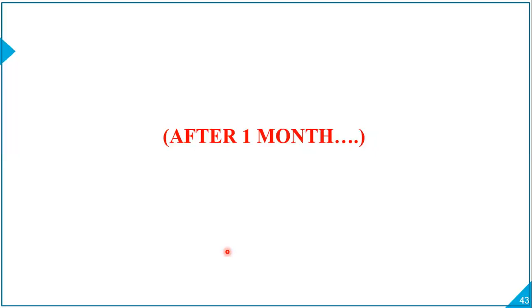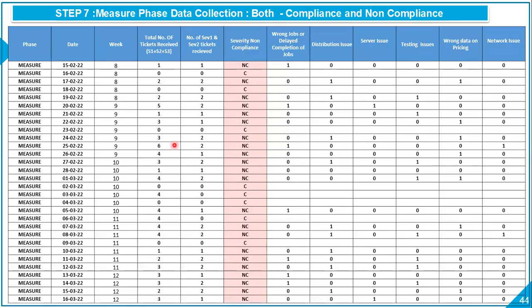Next slide. So after 1 long month, where they collected the data almost on a daily basis, this is the data they have collected. You have a major phase, date, and week, and total number of tickets received. There are 3 ticket types, S1, S2, and S3. These are 3 different levels: severity 1, severity 2, and severity 3. So out of these tickets, how many are severity 1 and severity 2 tickets?